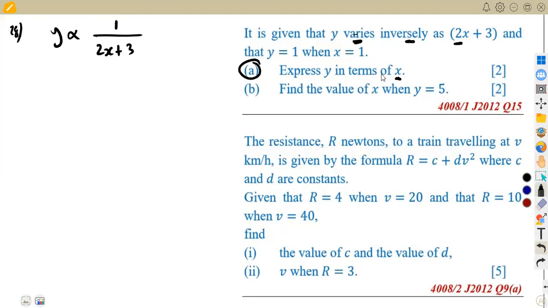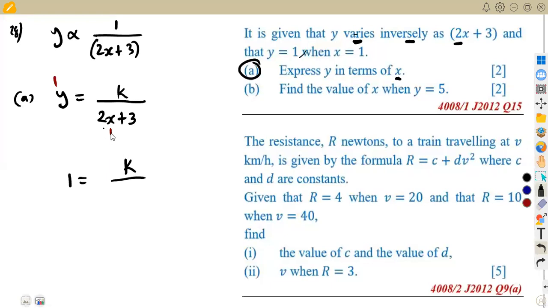So here we are not given a constant, so we are supposed to find the constant first. So y is equal to k, the constant on top, over 2x plus 3. This is a single term. We are given that x is equal to 1 and y is 1. So you can simply substitute to find the value of the constant. So 1 is equal to k over 2 times 1, that is a 2, plus 3, which is going to be a 5.